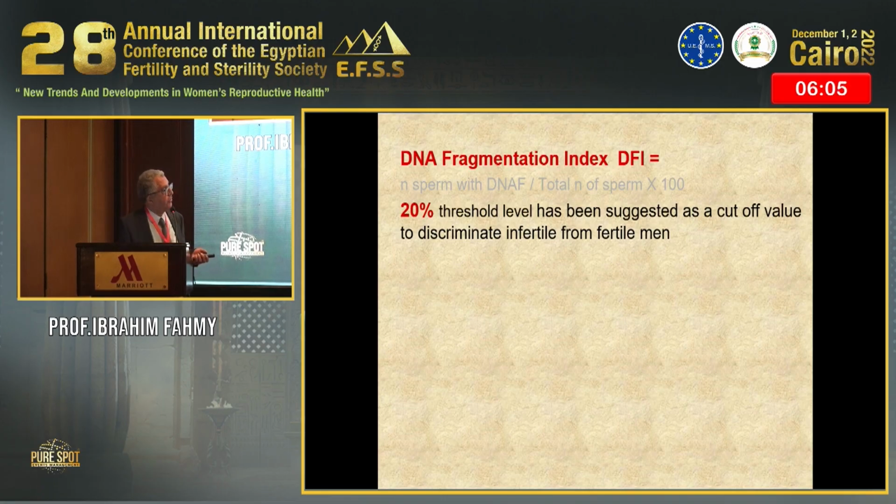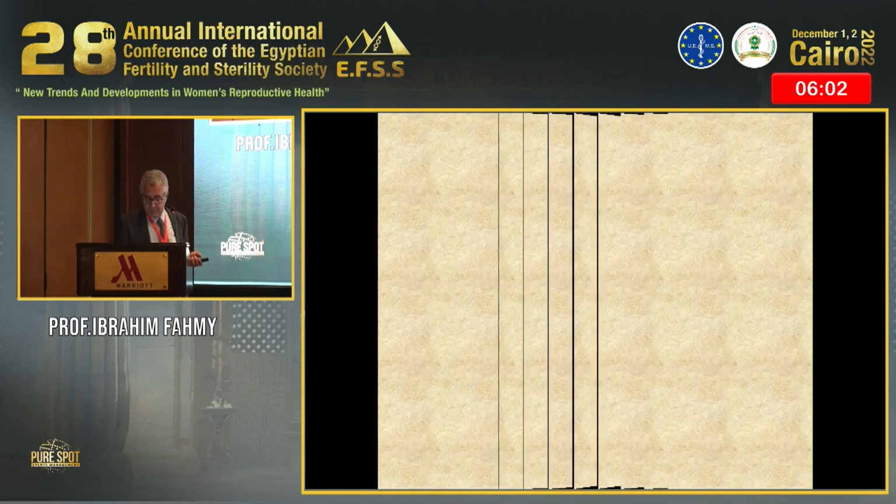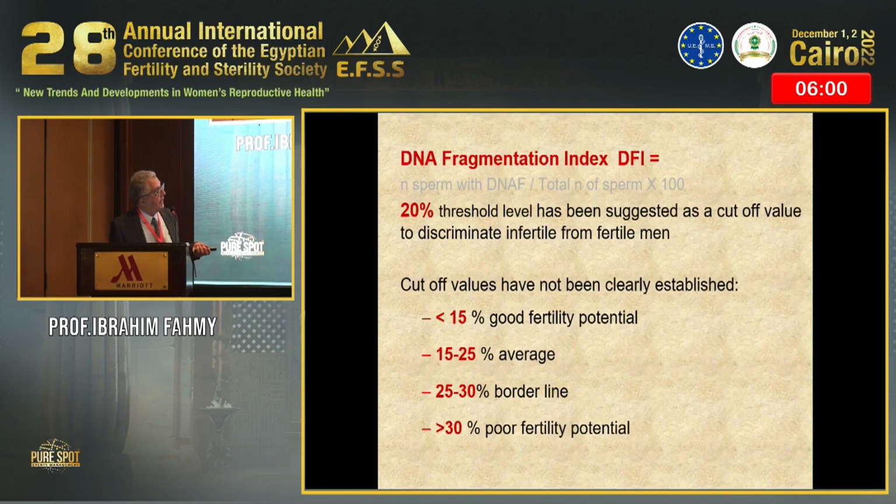But from a perspective point of view, if you have less than 15% DNA fragmentation, you have a good fertility potential. If you have 15 to 25, it's average. Between 25 and 30 is borderline, and more than 30 is poor fertility. If we get a patient with 70 or 80, this is very high, and we should compare the actual level and not depend on a single reading. You have to repeat the test because it is very liable to change from one time to another.